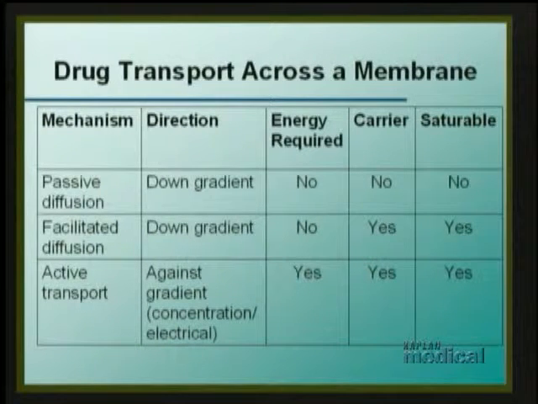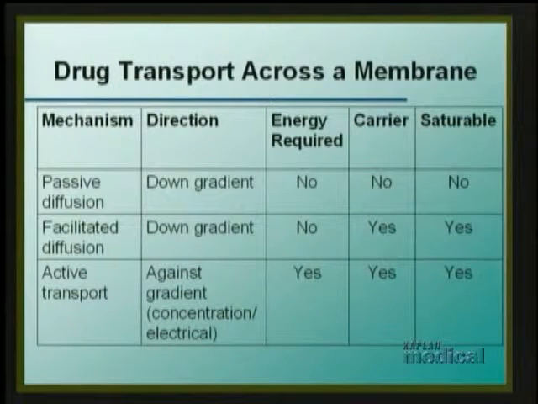But there are two other mechanisms that require transporters. Drugs may use transporters, particularly to get into cells. And if drugs go down their concentration gradient, no energy would be required. That's what we call facilitated diffusion. When energy is required, this is what we call active transport. And energy is always required when you go against a concentration or an electrical gradient.